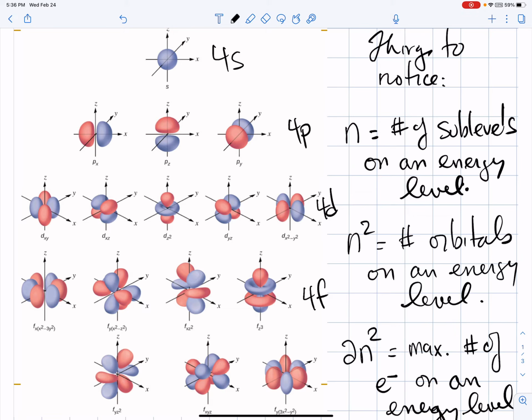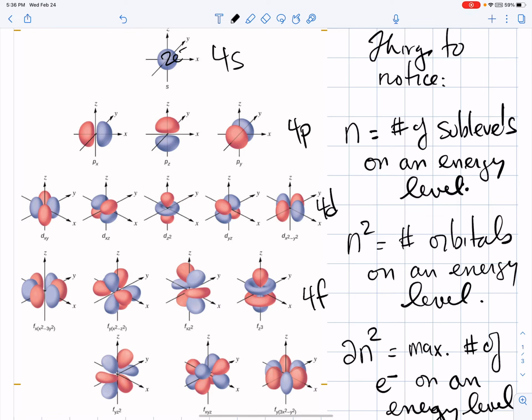When you get to level 5, you'll have a 5s, a 5p, a 5d, a 5f, and then you'll start going alphabetically. You'll say there's also a 5g, and the 5g would have 9 orbitals in it if you needed level 5. Now, each of these orbitals, according to Pauli's exclusion principle, can hold 2 electrons.